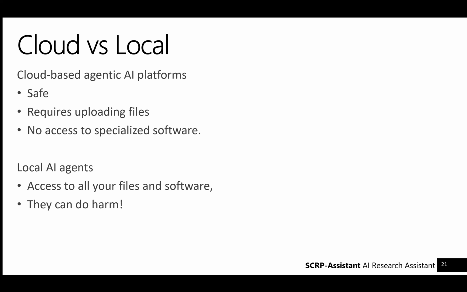Local agents, you can have access to all your files and all your software. That makes them very powerful. This is why so many people are using OpenCrawl right now, is that it's running on your own computer with full permissions. You can read your emails, organize your files. However, that also makes them very dangerous.